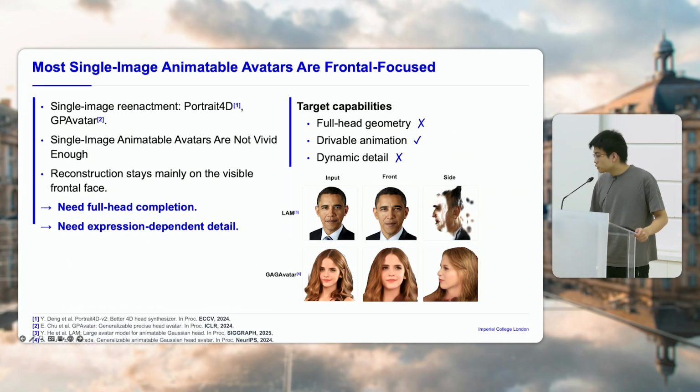Current single-image animatable avatar methods, such as Portrait 4D and GP avatars, show that a single portrait can support convincing facial motion. However, many methods mainly reconstruct the visible face, while the side and back head geometry remains limited. Moreover, the input contains only one observed expression. Wrinkles under different expressions are under-constrained, and that limits the vividness of the animated avatar.